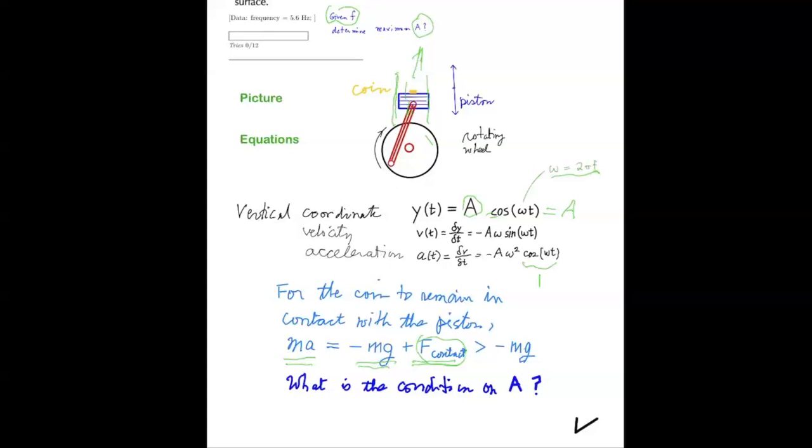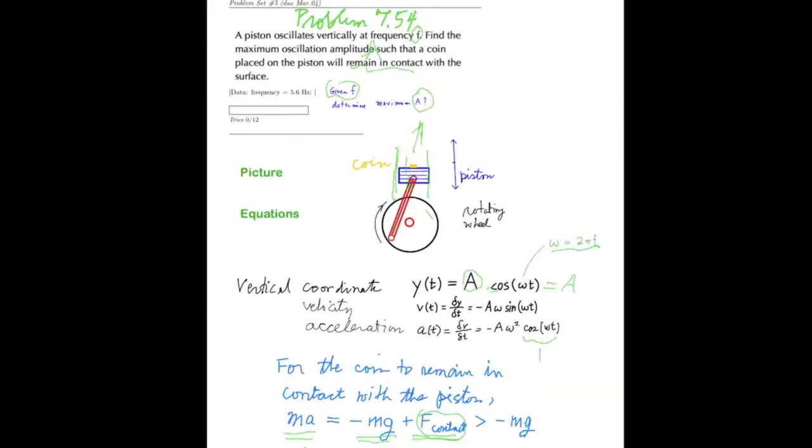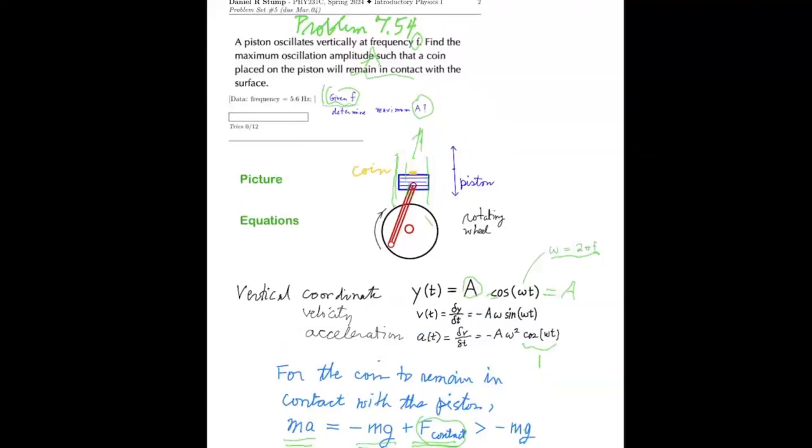So I have minus A omega squared has to be greater than minus g, or in other words, A omega squared must be less than g. So that gives me a condition on A: A omega squared less than g. So the condition is that A must be less than g over omega squared. Omega is given. Well, F is given. But omega is just 2 pi times F.